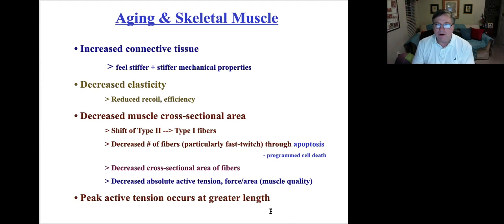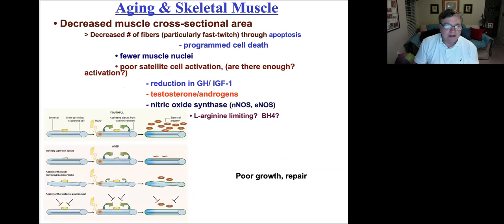Peak tension also occurs at a greater length as we get older. So it means it's going to be difficult for us to produce as much power. So power definitely becomes a problem. Okay, as we get older, what are some of the reasons we lose muscle mass?